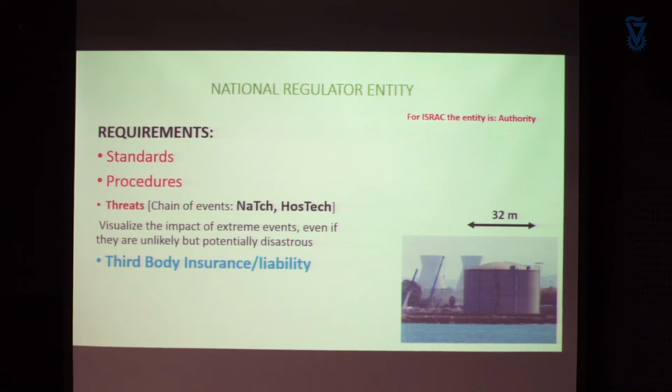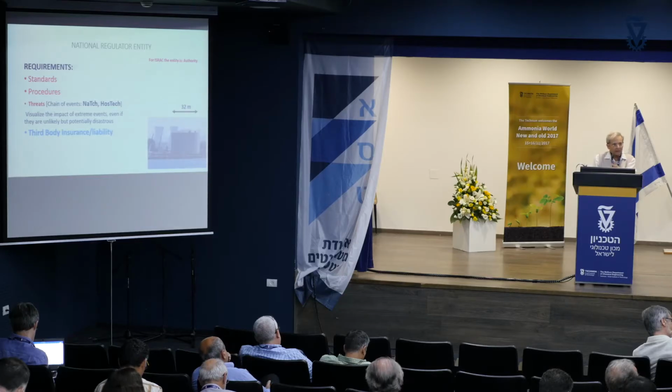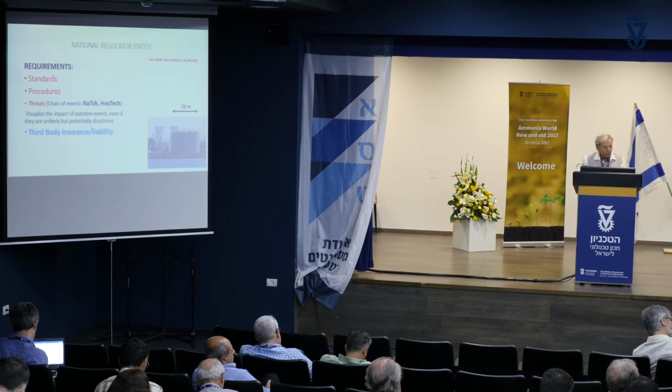The national regulator entities that I'm talking about, for example, in the case of accreditation of laboratories, ISRAC, the Israel Accreditation Authority, is the entity here. So we need a similar entity, because this regulator states the standards and the procedures. He also has to provide the threats. And the threats can be natural, natural-technological, what is called natech. It can be hostile, man-made, and a chain of technology afterwards.